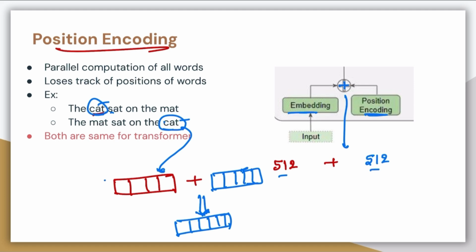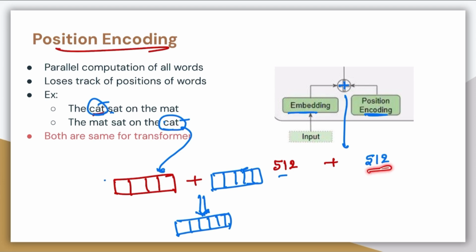Now the question is, what should be this 512 dimension? How can I create a vector which gives me the position information? Because a sentence can have 5 words, or a sentence can have 1000 words, or it can be a book which is having like lakhs of words. I need to have that order maintained, right? Even though I'm having lakhs of words. So how do I create that?